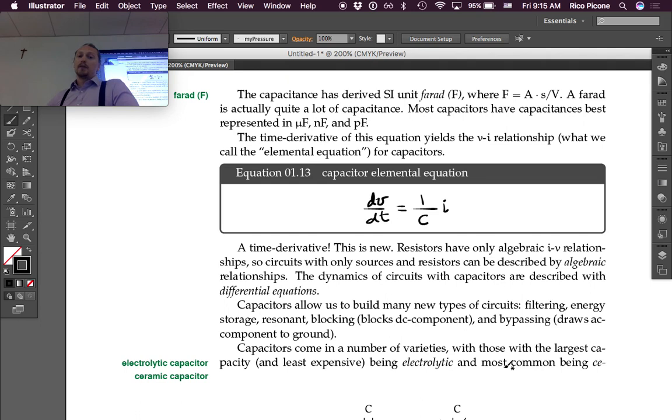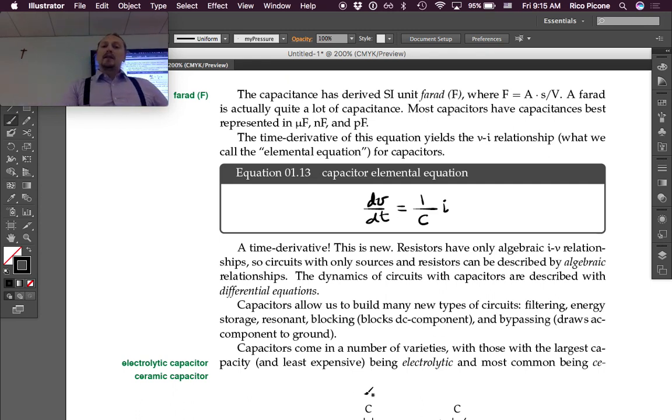They're also used in resonant circuits. So, for instance, those RFID card readers around have resonant circuits in them that are tuned to a specific frequency. Blocking, so you can block the DC component, which is actually a type of filtering. Bypassing, which draws an AC component to ground. So these are all things that we'll learn about more later, but for now we could just say, oh wow, look at all these new types of circuits that we'll be able to build.